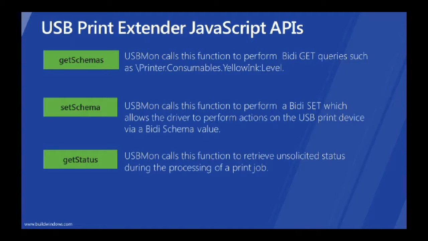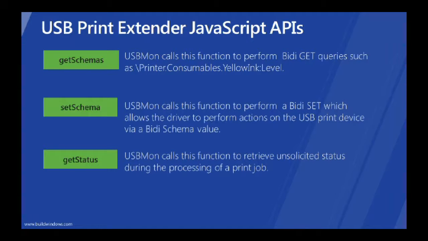The next function is setSchema. This is used by USBMon to set the value of a BiDi schema property. This is called each time a BiDi set is made by an app and allows the JavaScript code to set a value in the print device or to ask the device to perform some kind of action.